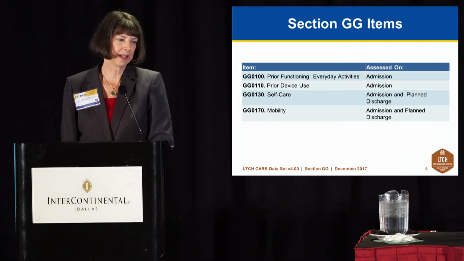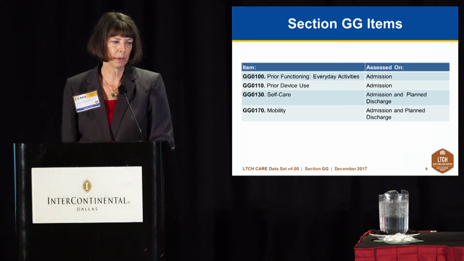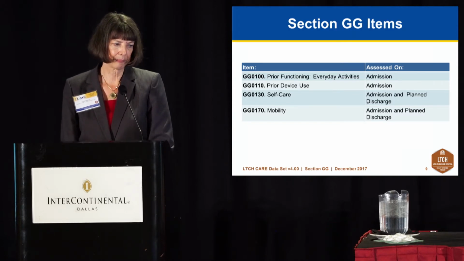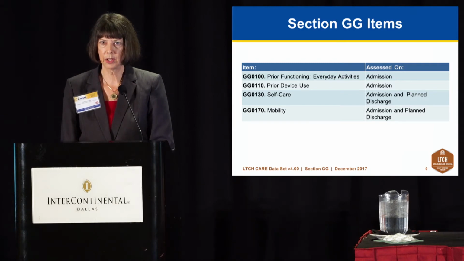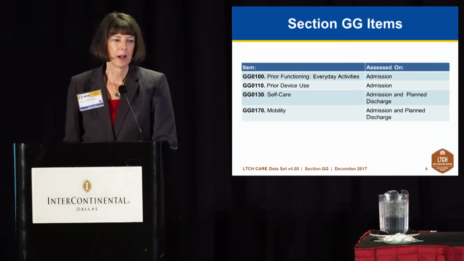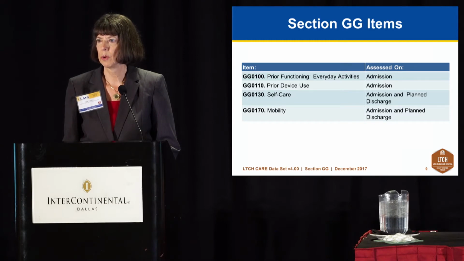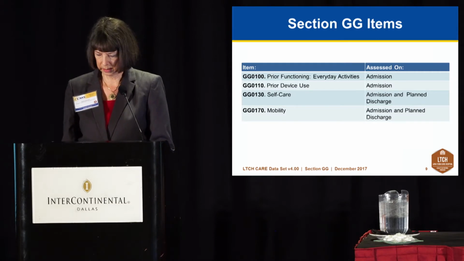So just to give you the lay of the land here, you can see that GG0130, prior functioning everyday activities, are going to be assessed on admission. And GG0110, the prior device use, that's also only assessed on admission. And the GG0130, self-care, are assessed on the admission and the planned discharge assessment. And the mobility GG0170 group of items will be assessed on admission as well as on your planned discharge assessment.